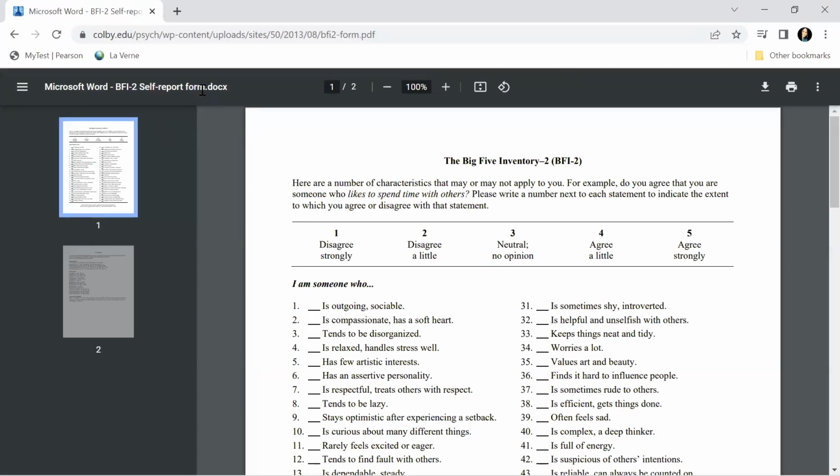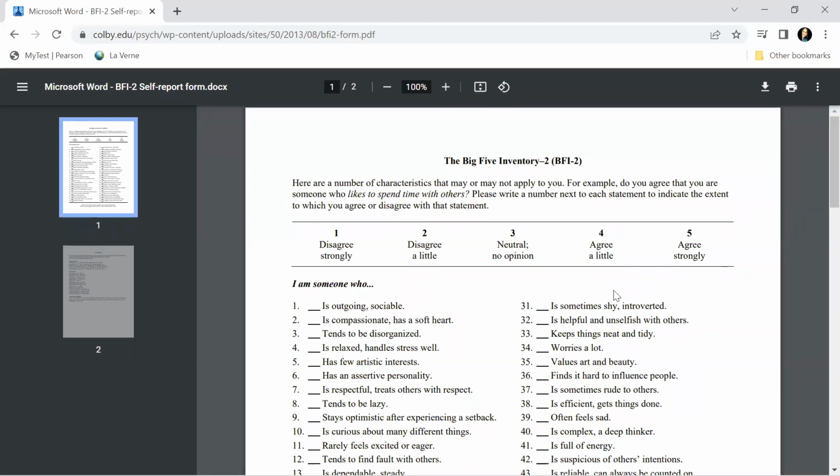It shows us the docx or PDF file, and you'll see that the instructions are right on top. Here are a number of characteristics that may or may not apply to you. For example, do you agree that you are someone who likes to spend time with others? Write down a number next to each statement to indicate how much you agree or disagree with it. Every scale is a little bit different, but you have to know what the numbers stand for. On this specific inventory, 1 means strongly disagree, 2, disagree a little, 3 is neutral or no opinion, 4, agree a little, 5, agree strongly.